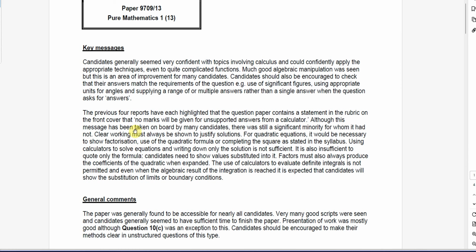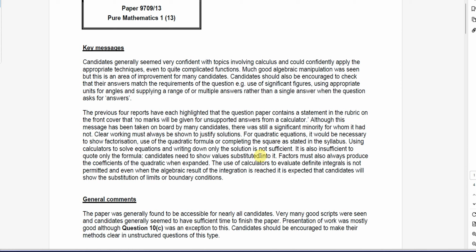Although this message has been taken on board by many candidates, there was still a significant minority for whom it had not. Clear working must always be shown to justify solutions. For quadratic equations, it would be necessary to show factorization, use of the quadratic formula, or completing the square as stated in the syllabus. So you have to show that you've done one of these 3 things. If factorizing is possible, use factorizing, or quadratic formula, or completing the square. If factorizing is not possible, show that you use the quadratic formula or completing the square. Using calculators to solve equations and writing down only the solution is not sufficient. It is also insufficient to quote only the formula. Candidates need to show values substituted into it.